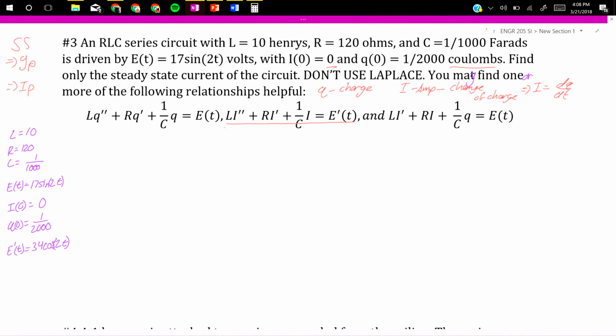So L is 10 for my I double prime, plus R, which is 120 I prime, and then plus 1 over C. C is already 1/1000, so 1 over 1/1000 is just 1000, times I, and that equals E prime, which I already solved down here, which is 34 cosine 2t.